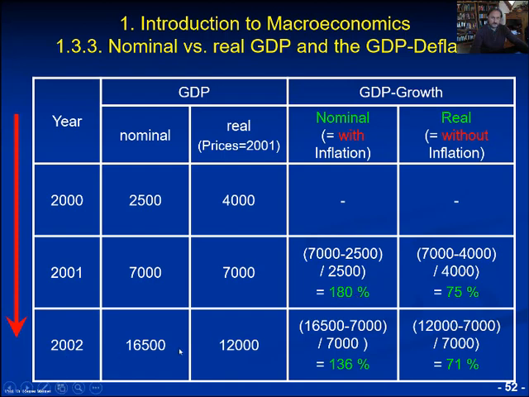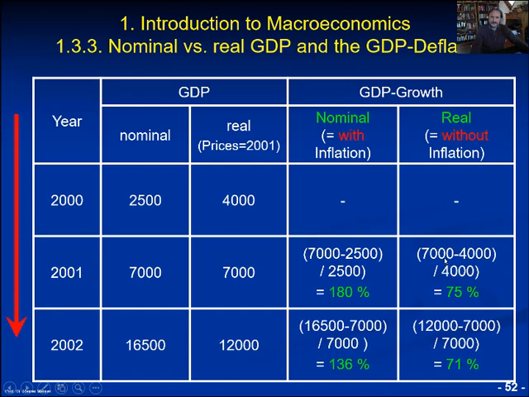For the year 2002 we apply the same formula and then we have as a result a value of 136% growth rate. Again, an extremely large growth rate for the same reasons. Now, the same formula applied to real GDP results in the following growth numbers.